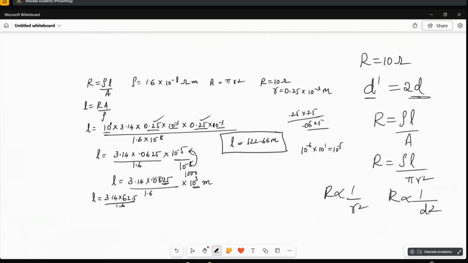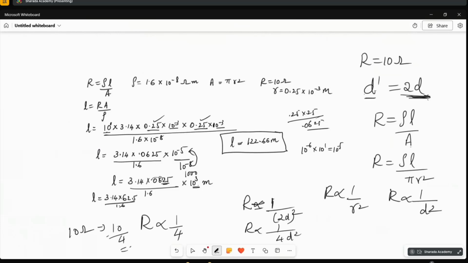So if you make it 2 times D, what will happen to the resistance? In D square, 2D means it will become 4D square, so 1 by 4D square, because they have made the diameter 2 times. That means the resistance will decrease by 1 by 4. So if it is 10 ohms, now it will become 10 by 4, that is 2.5 ohms. Directly you can write: R is proportional to 1 by D square. D is now 2 times, so 4D square it will come. So if the diameter becomes 2 times, the resistance becomes 1 by 4th of that. So it is 2.5 ohms. This portion you can write directly.